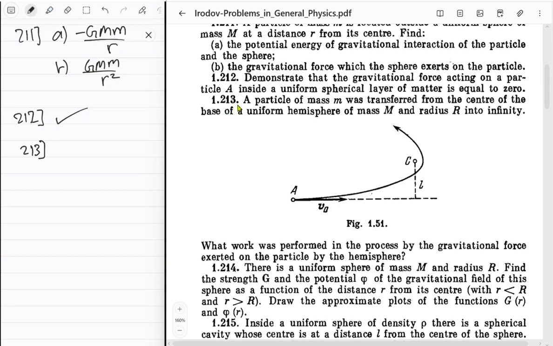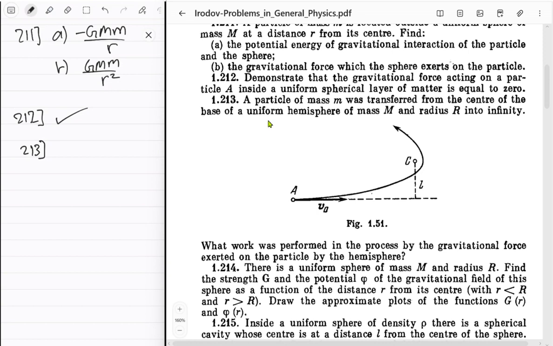213. A particle of mass m was transferred from the center of the base of a uniform hemisphere of mass capital M and radius r into infinity. What work was performed in the process by the gravitational field exerted by the hemisphere on the particle? So you got a particle. Just find the potential it initially was.